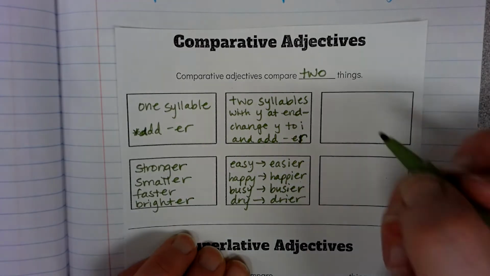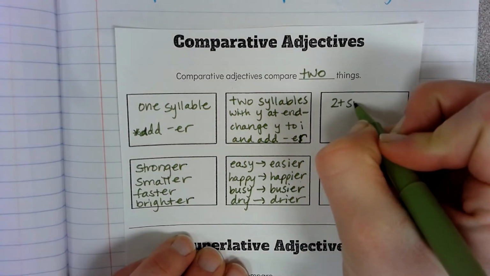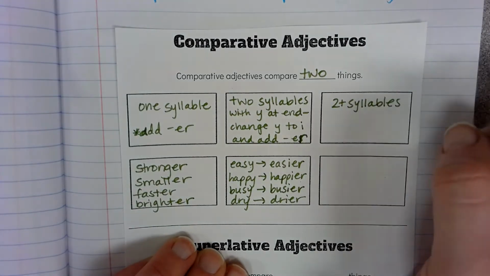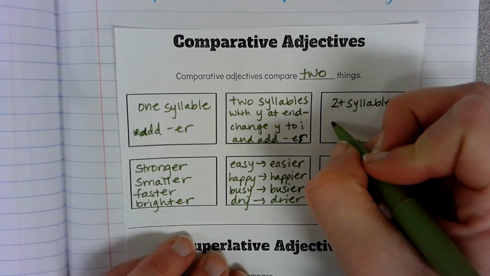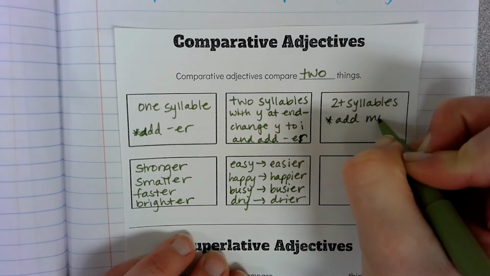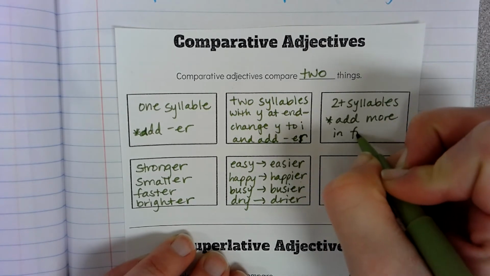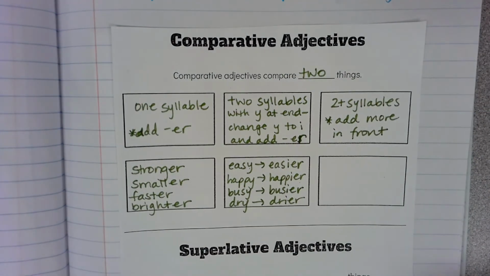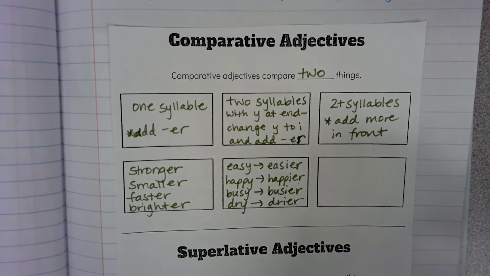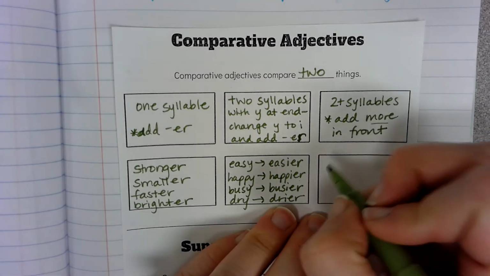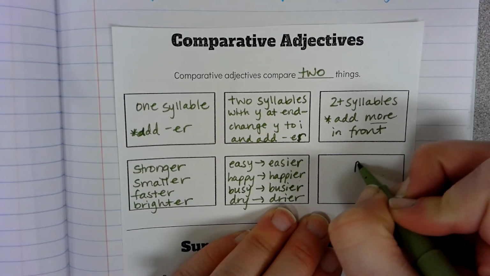Okay, now 2 or more syllables. This would mean it has 3 or 4. Hopefully not more than that, otherwise that's a long adjective. We're going to add the word more in front. Okay, so instead of adding an ending to the end of the adjective, we would add the word more in front of the plain adjective. So let's say we're working with pleasant.